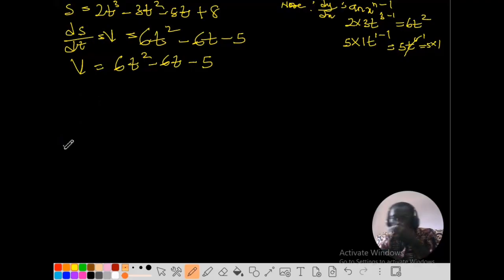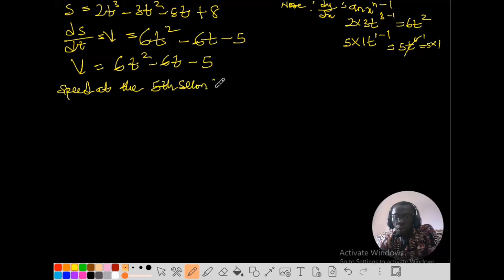Now we have to look for the speed at the 5th second. The speed at the fifth second is, you look for speed when t equals 5 minus speed again when t equals 4. Fifth, t equals 5, t equals 4. So all I need to do now to simplify this is come back to this expression.